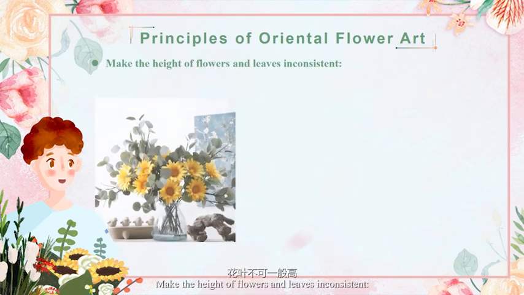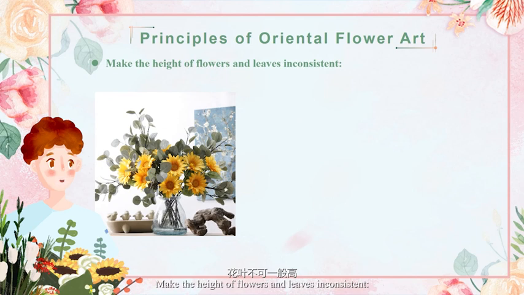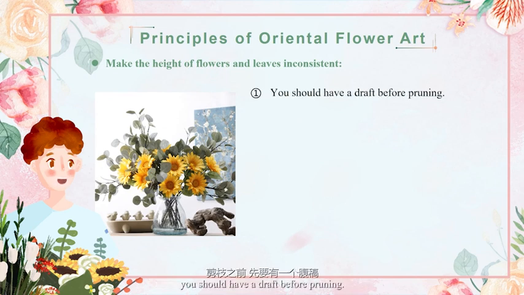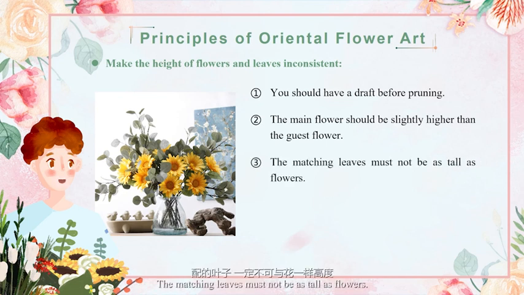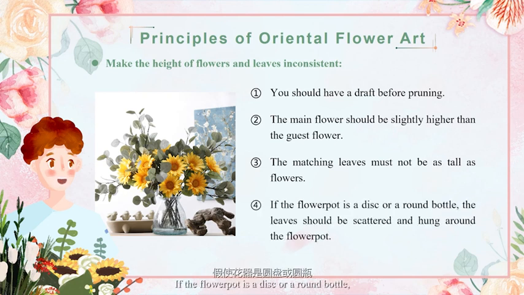Make the height of flowers and leaves inconsistent. You should have a draft before pruning. The main flower should be slightly higher than the guest flower. The matching leaves must not be as tall as flowers. If the flower pot is a disc or a round bottle, the leaves should be scattered and hung around the flower pot.